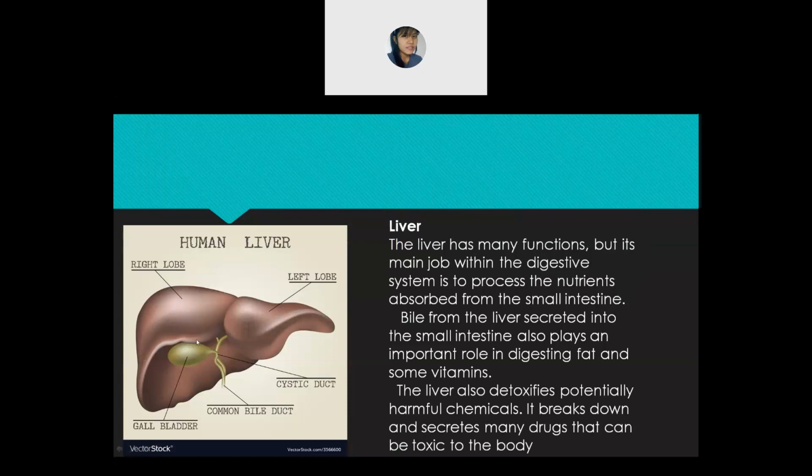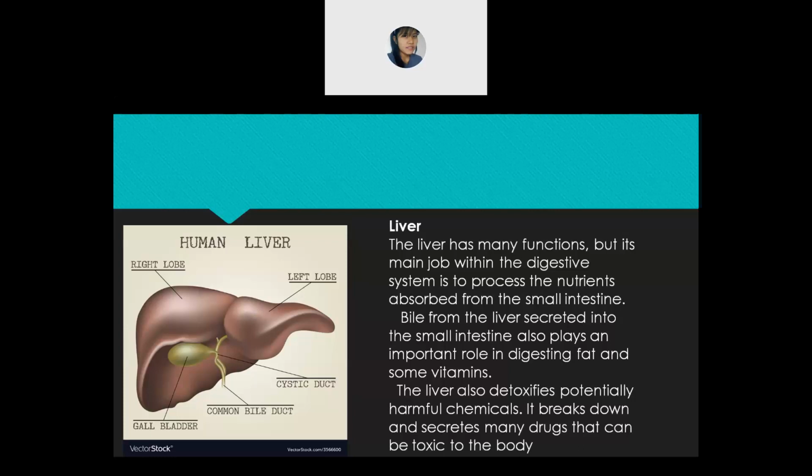And this is bile, which is located near the liver. What will this do? They will digest fat and some vitamins also. And this liver has one important function also. What is the important function? It detoxifies. Detoxifies means what? They will clean out all the harmful chemicals, whatever is there inside your body.